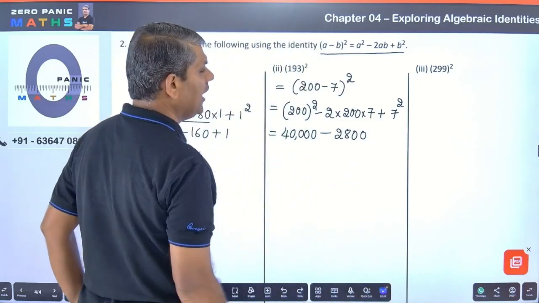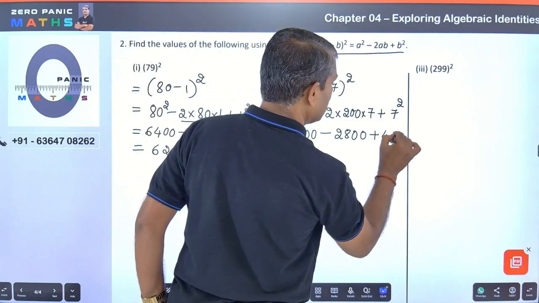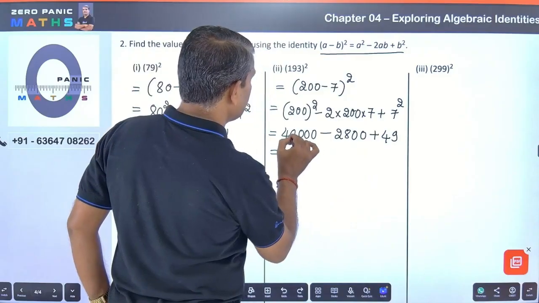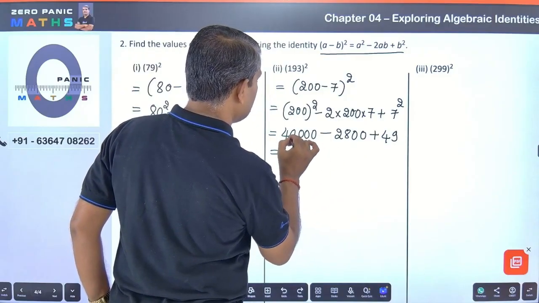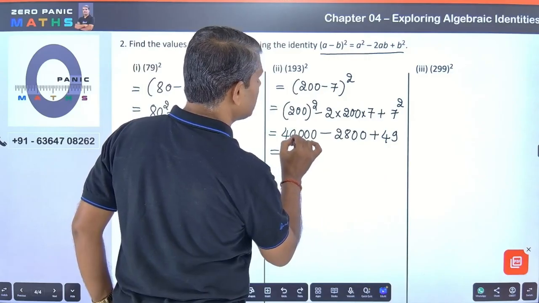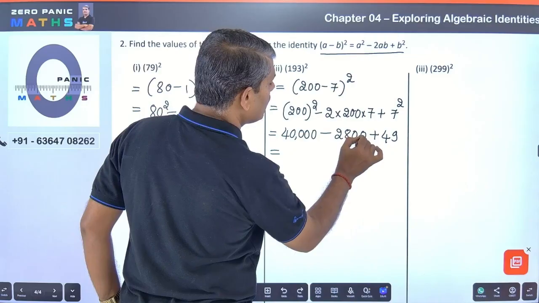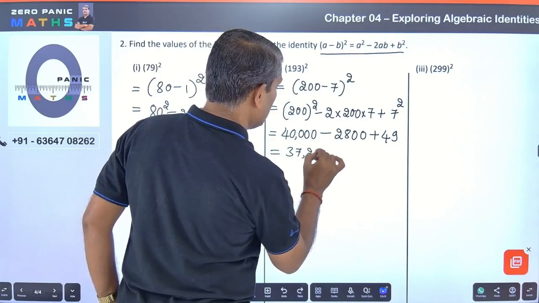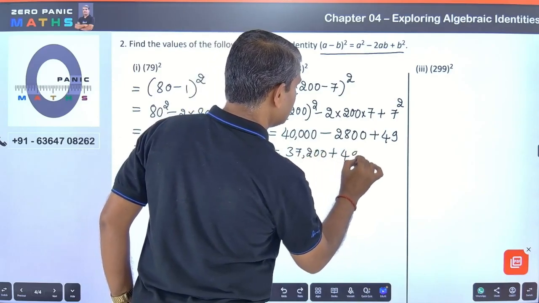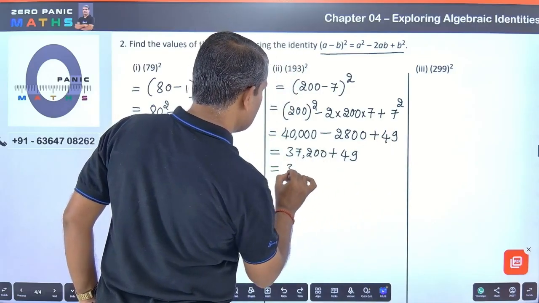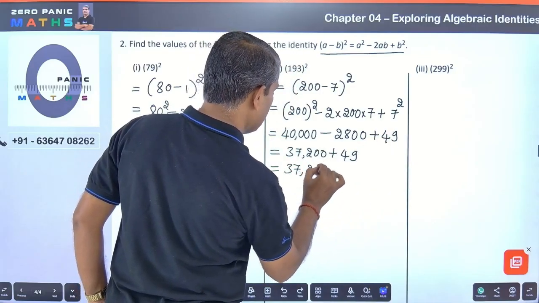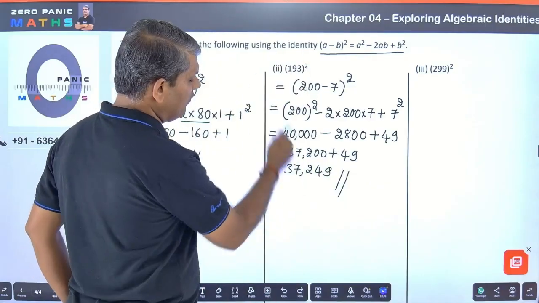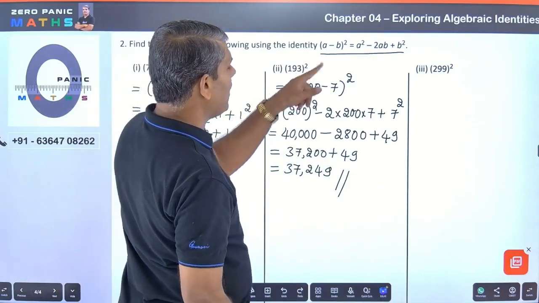That is 2,800 plus 49, that is 7 square. Subtract 2,800 first from 40,000, which is first subtract 2,000, which makes it 38,000, and from 38,000 if you subtract 800, it will be 37,200. And plus 49, this one. Now that makes it 37,249, which is the square of 193, and you can verify it by multiplying 193 by 193.